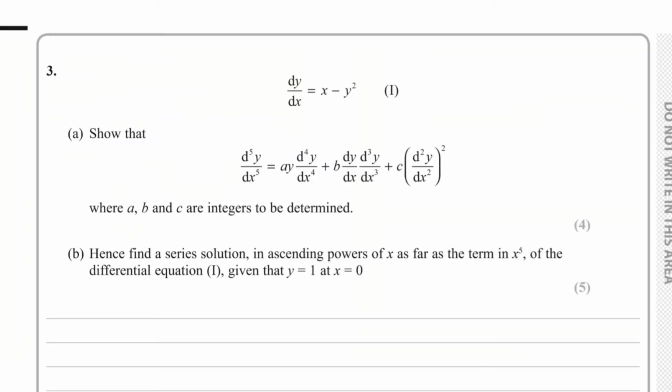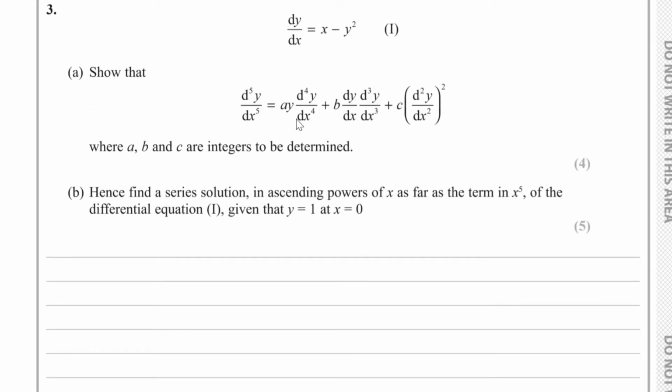Question number 3. We're given that dy over dx is equal to x minus y to the 5. This is our first equation. And we have to show that d5y over dx5 is equal to ay times d4y over dx4, plus b lots of dy over dx, lots of d cubed y over dx cubed, plus c lots of d squared y over dx squared, squared. So this over here just requires us to work out the derivatives.